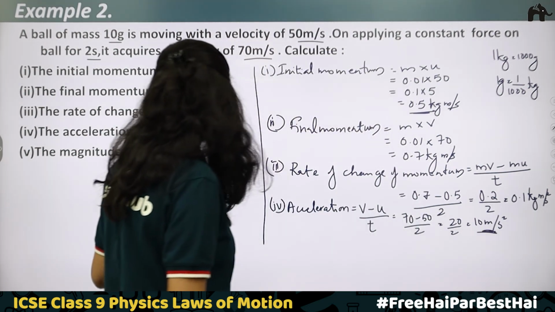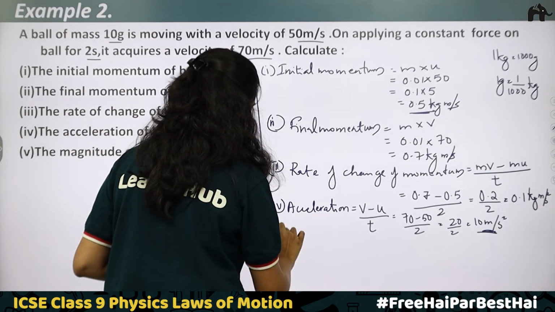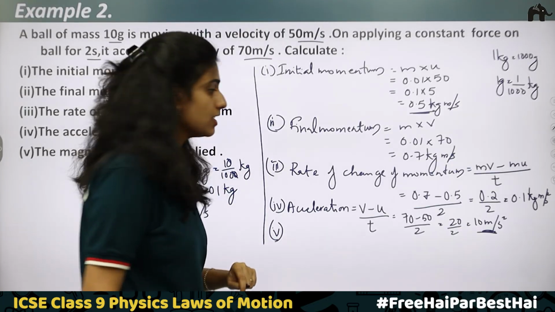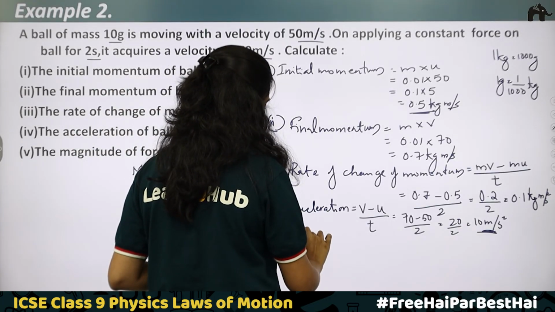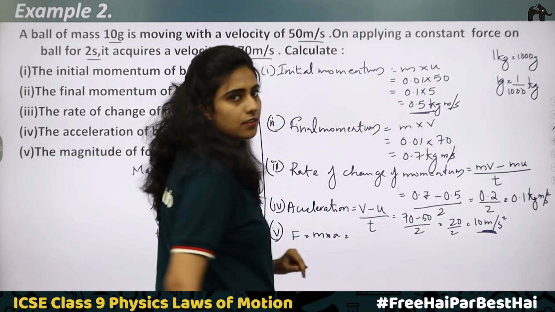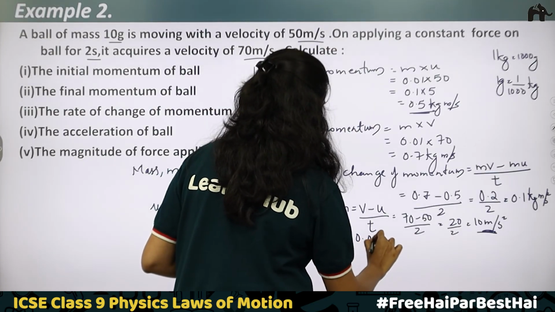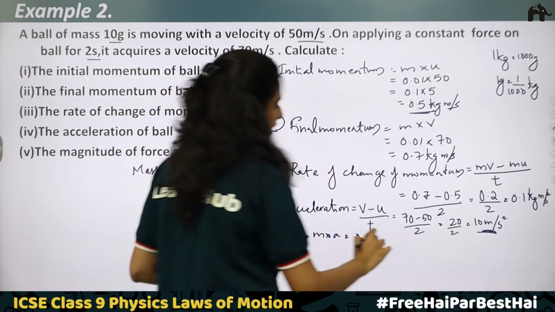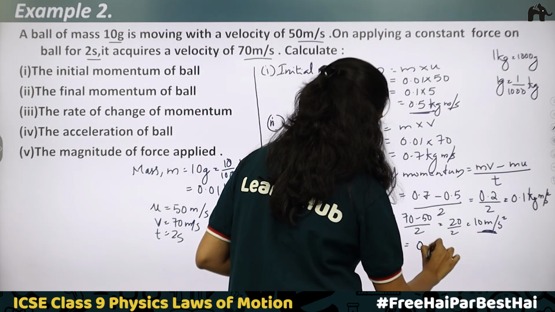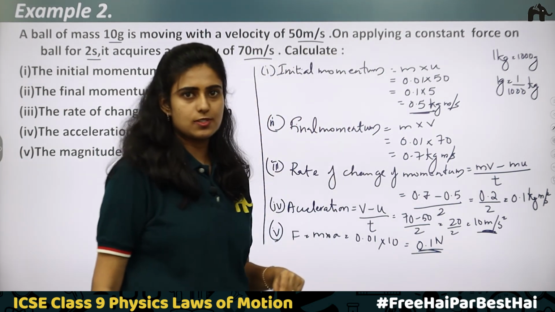Next, we have to find the magnitude of force applied. What is magnitude of force? How to find magnitude of force? We have force F is equal to m into a. Here, mass is 0.01 into acceleration is 10. Therefore, you will be getting 0.1 Newton. 0.1 Newton is the force.